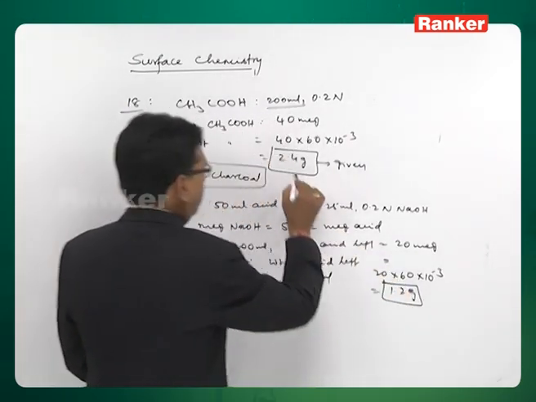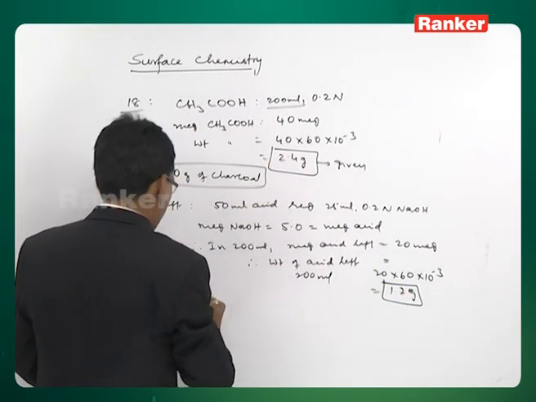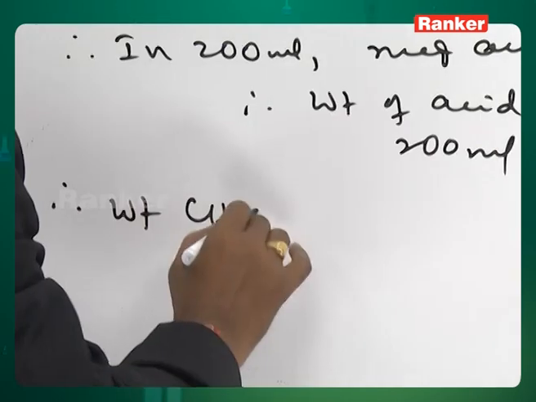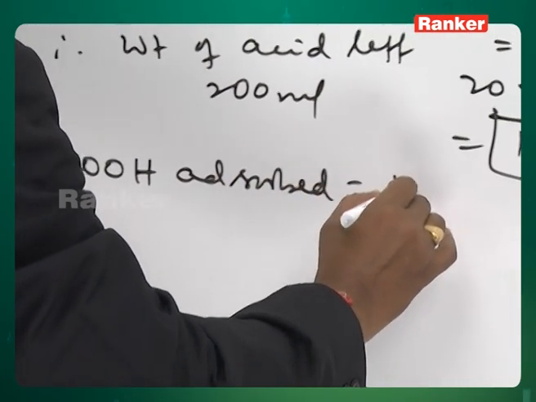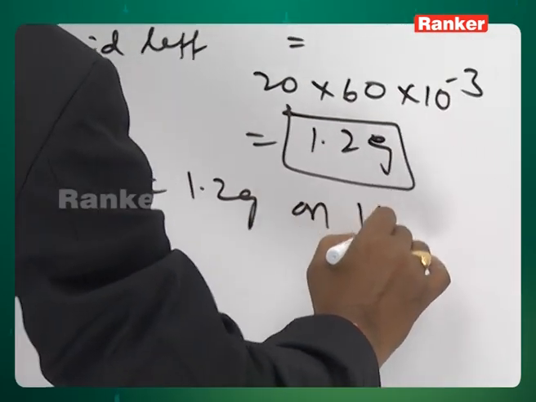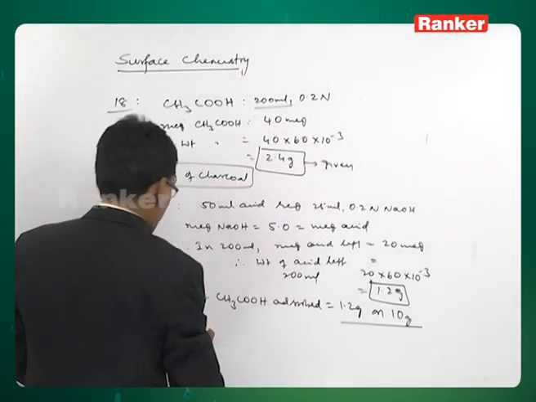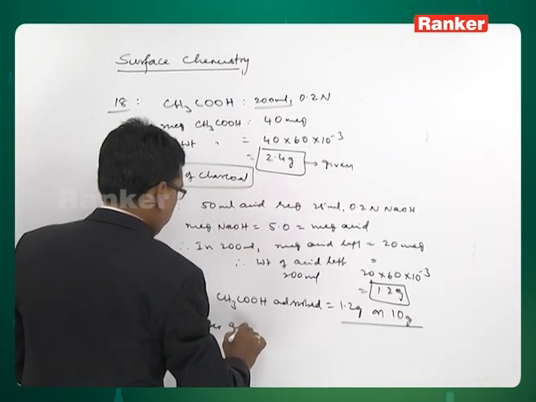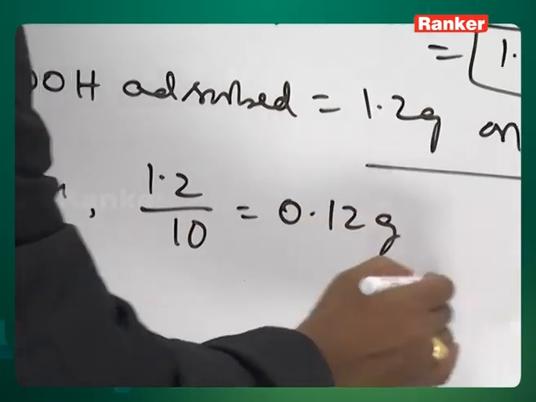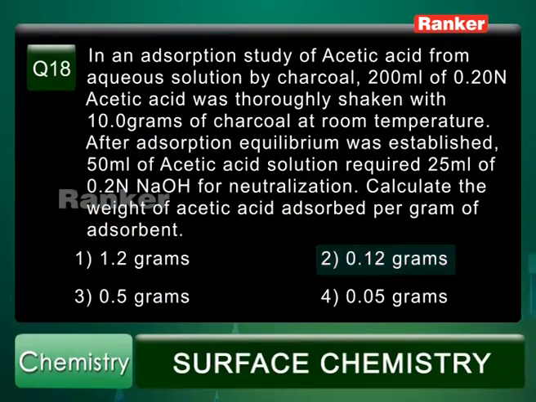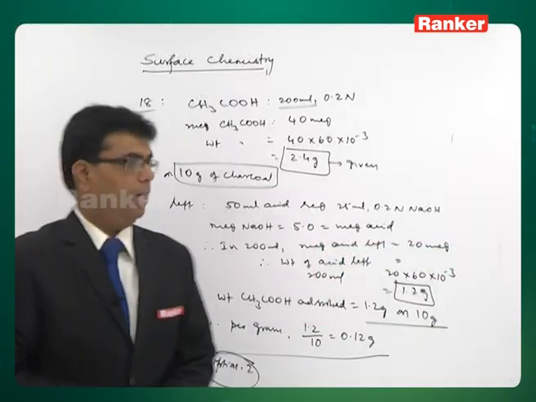1.2 grams is left, 2.4 grams is given. Therefore, the weight of acetic acid adsorbed is 1.2 grams on 10 grams of charcoal. Therefore, per gram it is 1.2 by 10, that is 0.12 gram. So, the correct answer is option 2. Option 2 is the correct answer, that is 0.12 gram.